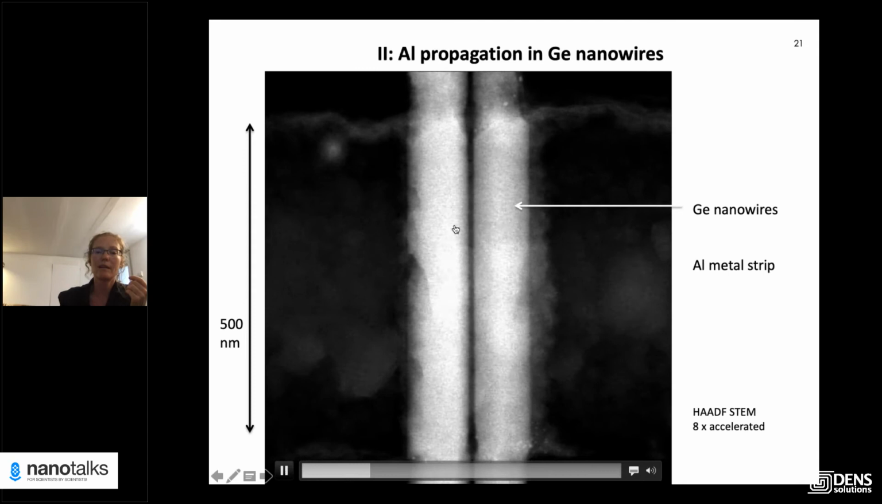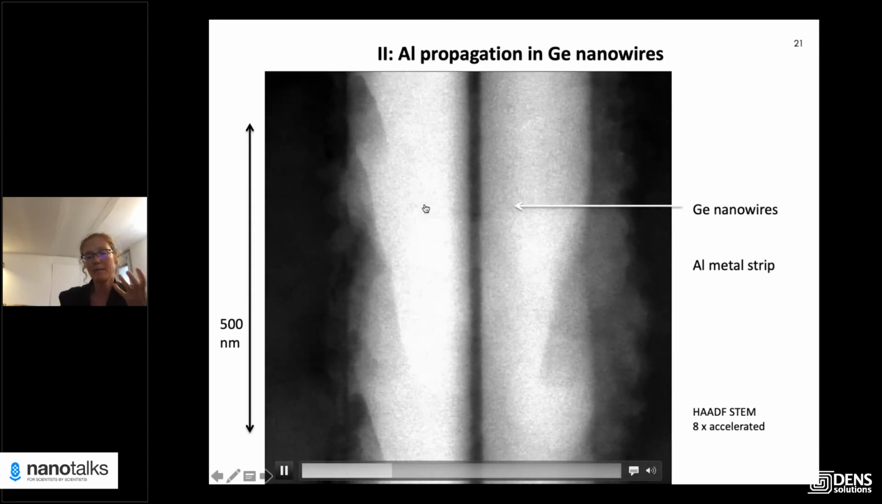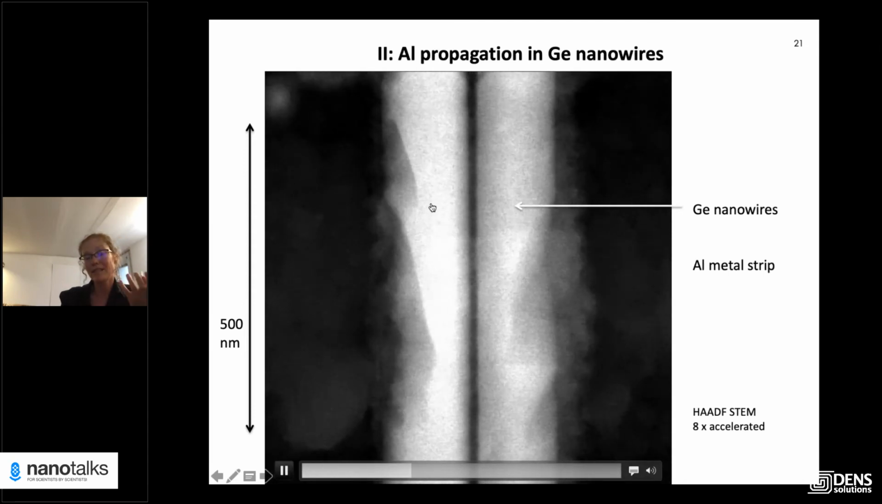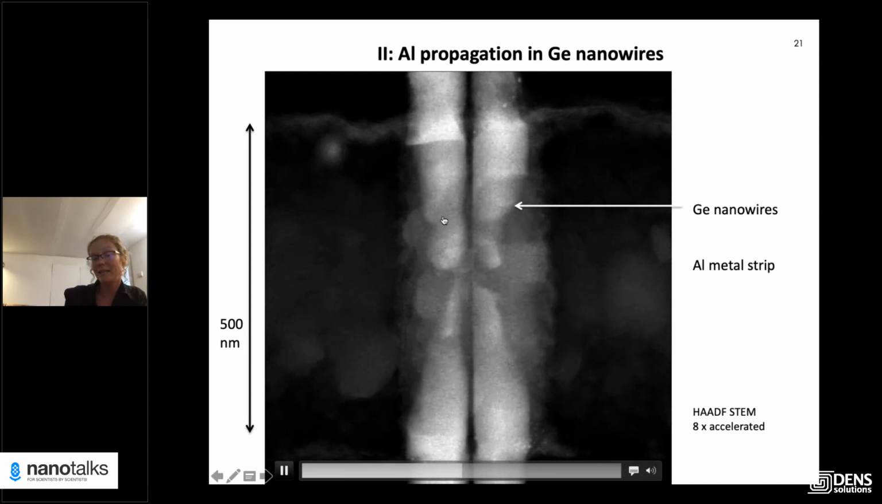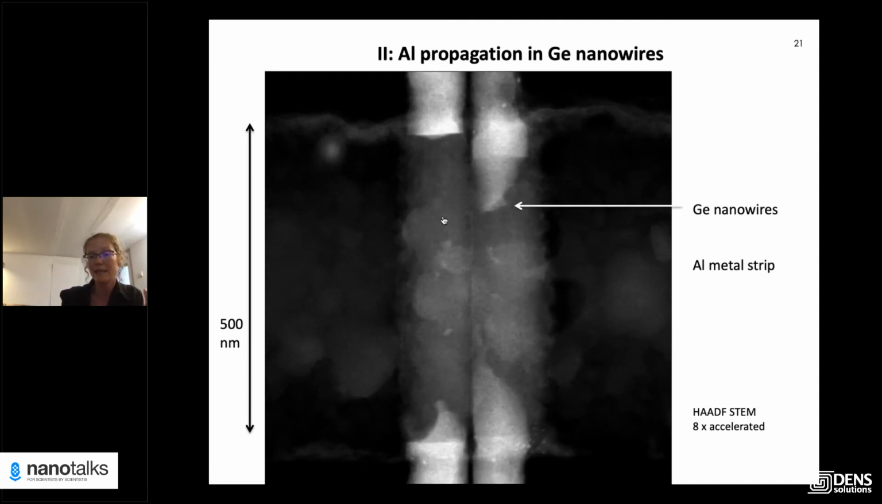So this is high-angle annular dark field, and the germanium nanowire has quite a bright contrast. It's quite heavy. This is then progressively replaced by a darker contrast, likely related to aluminium, which is a lighter element.